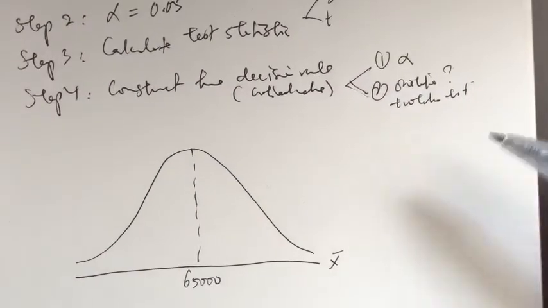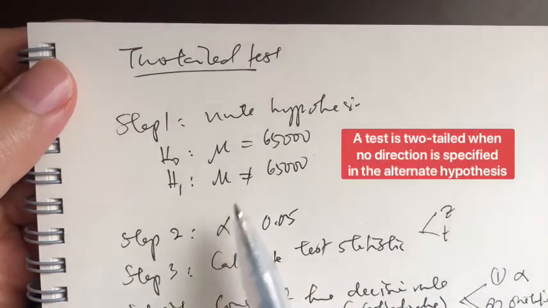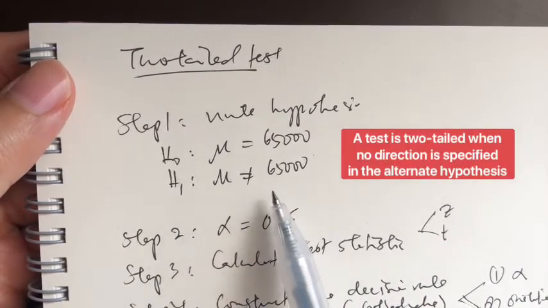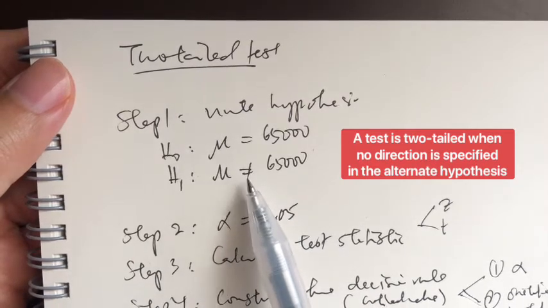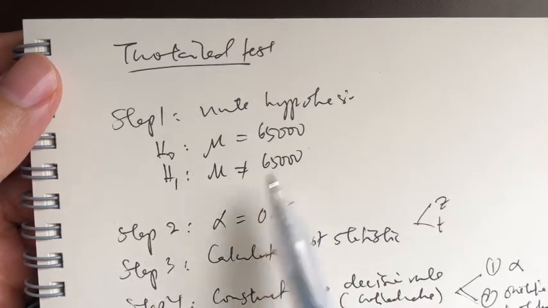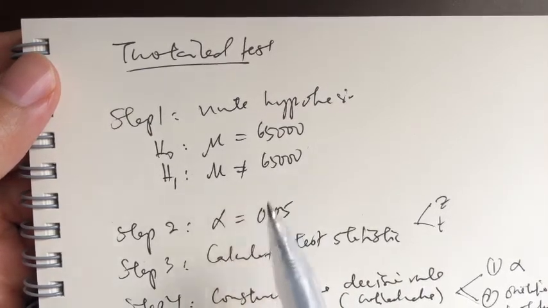Now, this example is a two-tailed test because if you look at the hypothesis that we wrote, look at the sign of the alternate hypothesis. It's not showing a particular direction. In fact, when you say something is not equal to, it could either be more than 65,000 or less than, right? So we're not sure what the direction is. Therefore, it is a two-tailed test.